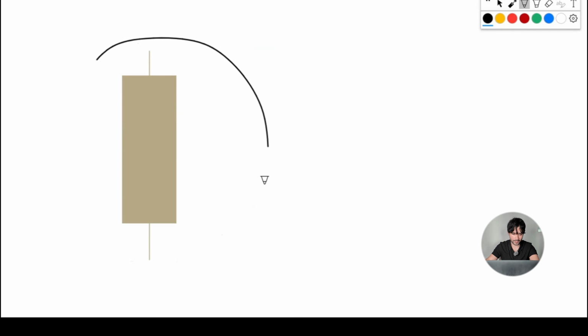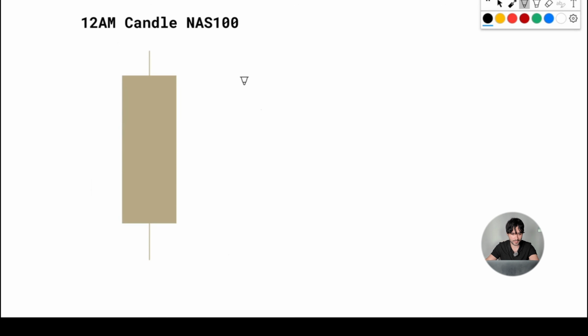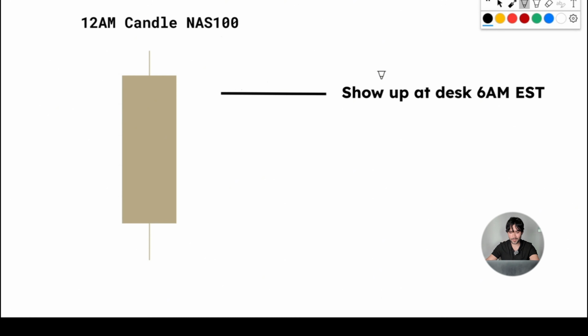Now that we have our candle here, this candle is going to be the 12 a.m. candle on the NAS 100. And step number 1 is to show up at your desk at 6 a.m. EST. So for you 9-to-5ers out there, maybe you just have to wake up a little earlier, place your trades, and then head off to work. No big deal at all.